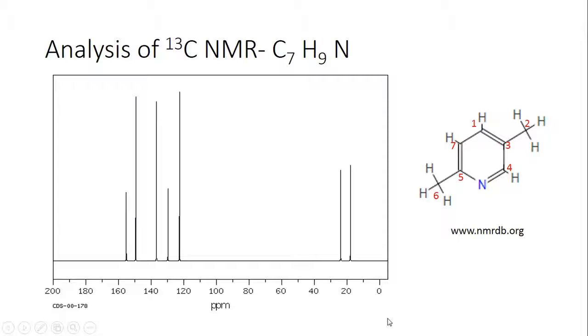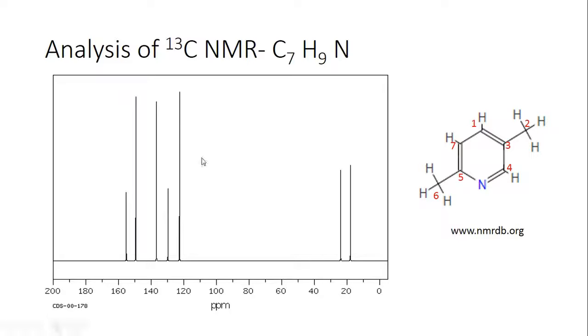So first we're going to look at the x-axis. The range at left starts at 200 and goes down to 0. This is in parts per million, and this region is the downfield direction and this region is the upfield direction. So notice the location of all of these peaks. This is called chemical shift, and the presence of functional groups or electronegative atoms in a compound determines peak location. The peaks themselves represent carbon atoms.